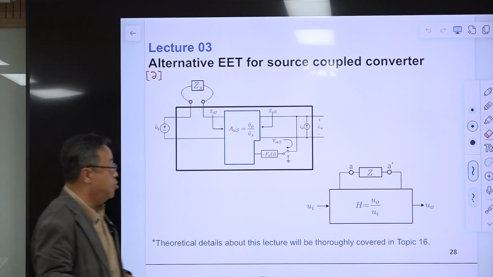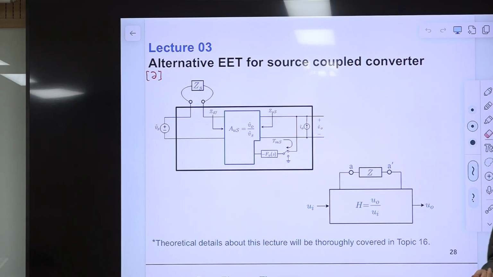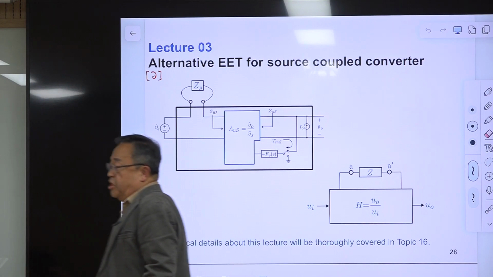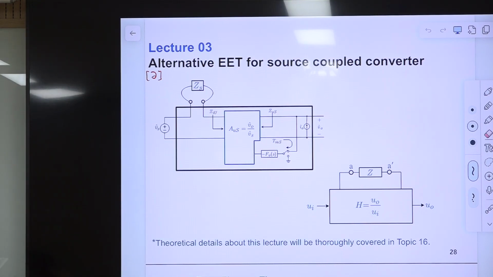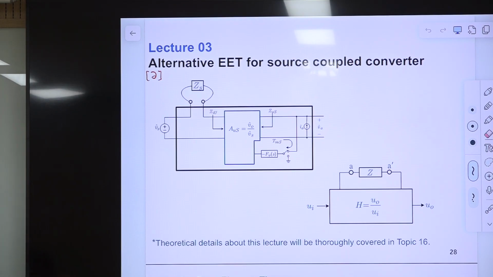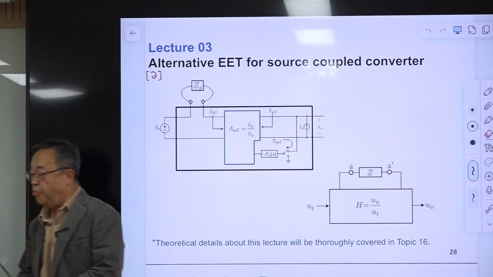Students and audience, this is the next lecture. In the previous lecture, we investigated the dynamics of the load-coupled converter, and we introduced some interesting dynamics of the load subsystem, stabilizing the load subsystem. So now we turn our attention to the source-coupled converter. The title of this lecture is Alternative EET for the source-coupled converter.